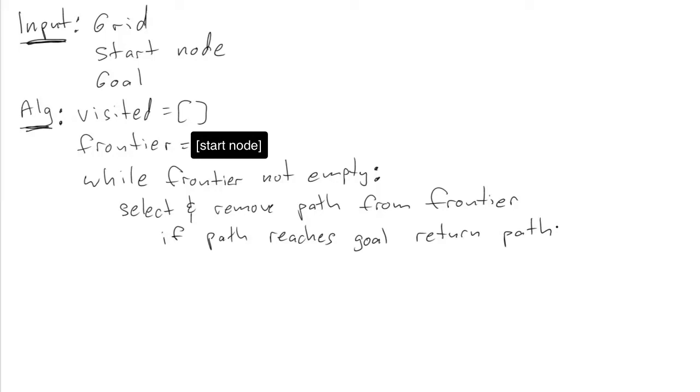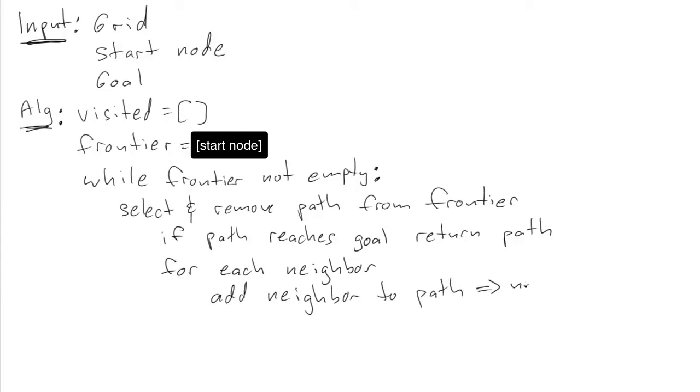Otherwise, we want to grow our path by its neighbors and add those to the frontier. So what we can say is for each neighbor, add those neighbors onto the path. So add neighbor to path to make a new path. And I'll say only do this if it wouldn't result in a repeat.